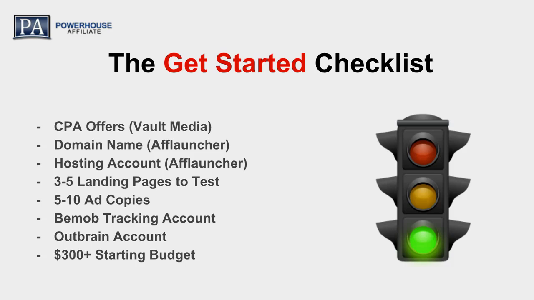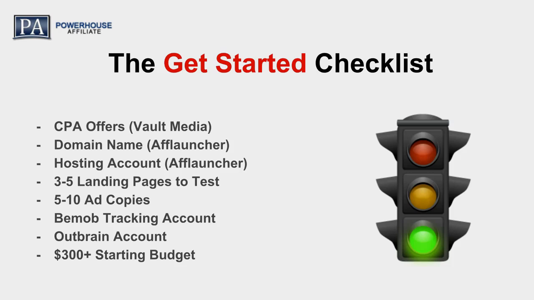And we may also be able to tell you where's a good place to test. Maybe, hint, hint, Outbrain and dating. So you need a CPA offer. That's your first thing. You can get that within Vault Media. If you don't know what Vault Media is, it's a private affiliate network for our Powerhouse members only. We don't bring people off the street. It is specifically for our community.